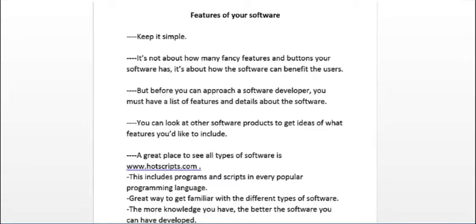But before you can approach a software developer, you must have a list of features and details about the software product you plan to create. To get ideas, you can look at other software products in a similar industry. Also, you can go to a website called hotscripts.com. This site includes programs and scripts in every popular programming language. It's a great way to get familiar with the different types of software out there, and you could also read the reviews for the various software products on that site. Basically, the more knowledge you have, the better the software you can have developed.